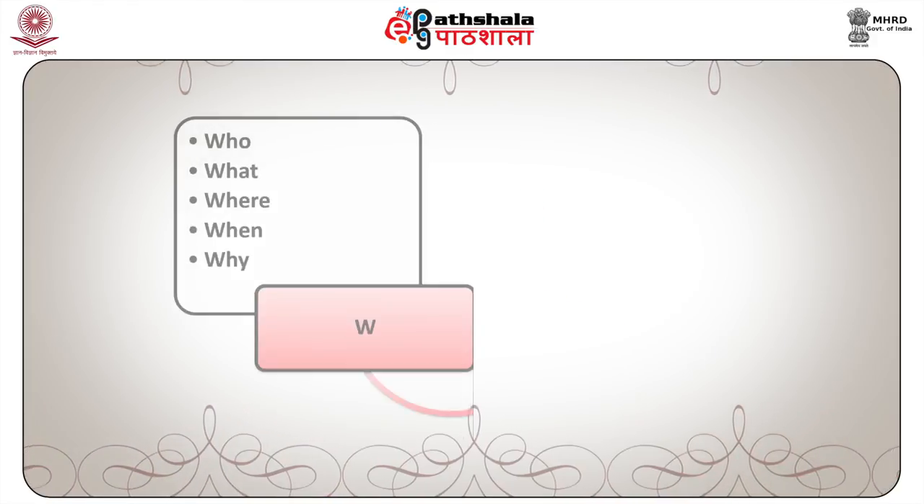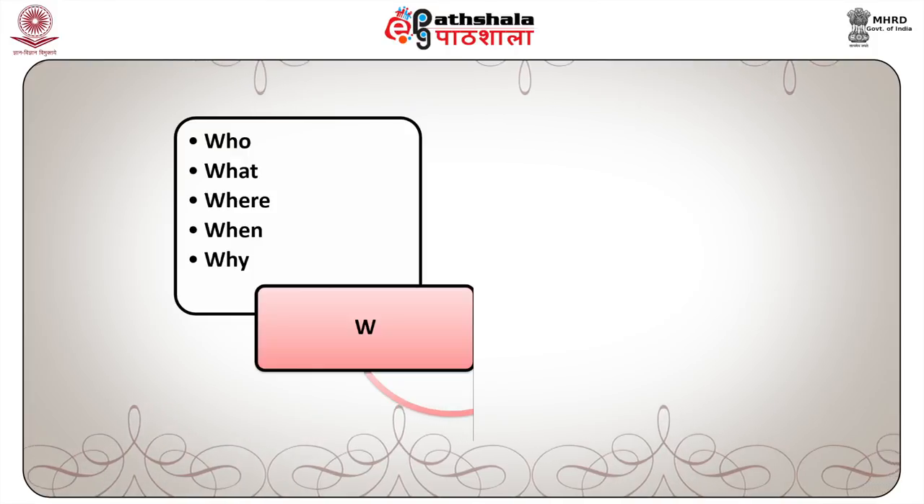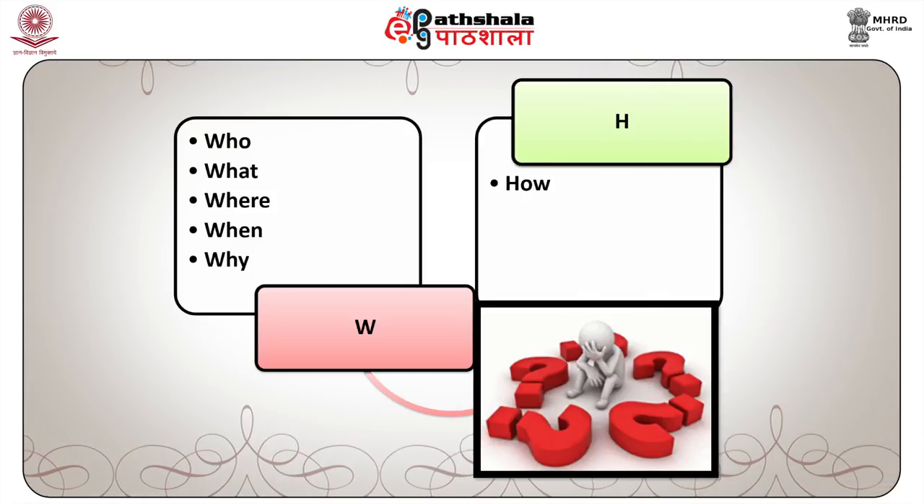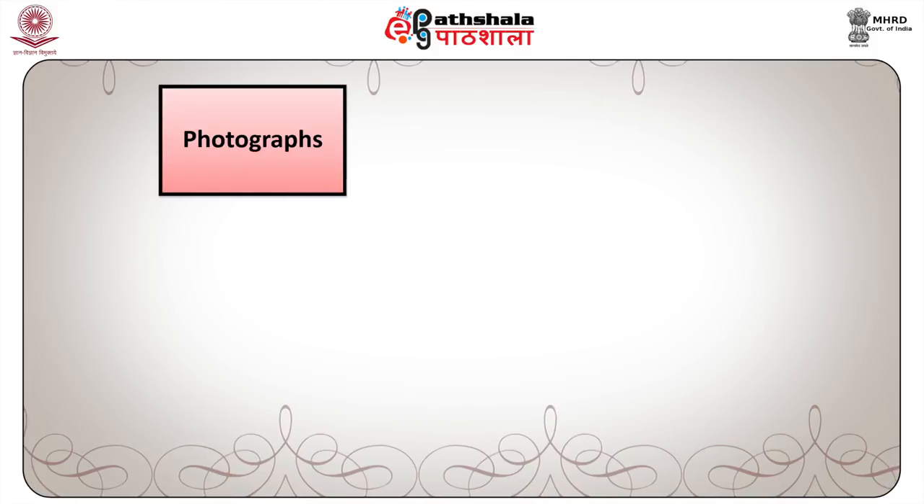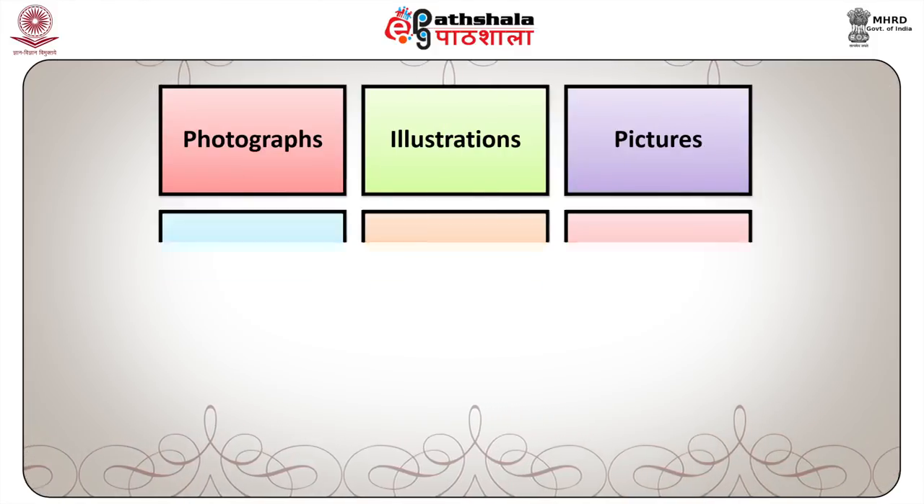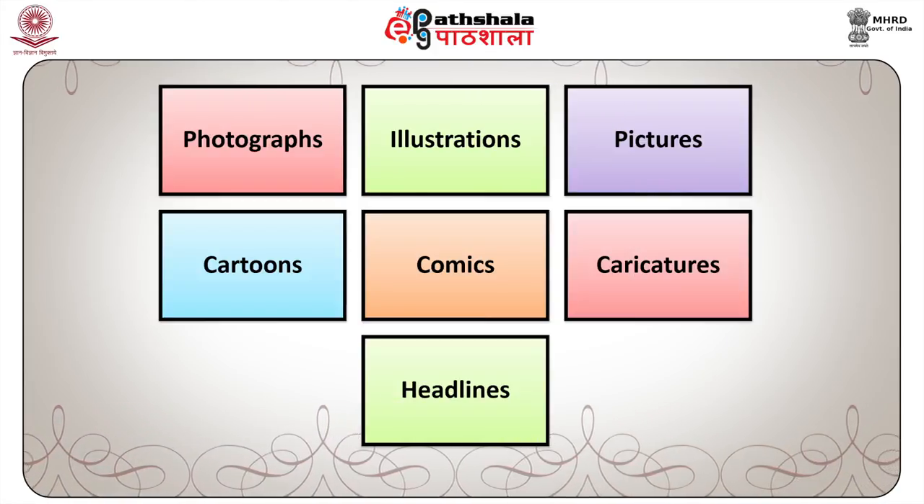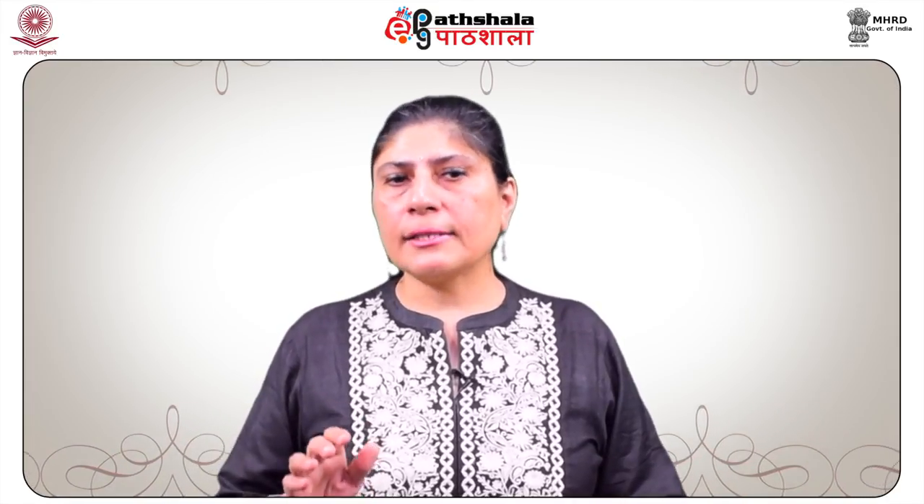Next, the journalistic style of simple writing may be followed, comprising the 5 W's, that is, who, what, where, when, and why, and 1 H, that is, how. Quotes, statistics, and facts may be used to make the articles interesting. Photographs, illustrations, pictures, cartoons, comics, and caricatures, along with interesting headlines, support the articles. Copyright issues should be avoided by citing sources. Proofreading thoroughly is very important prior to publishing.